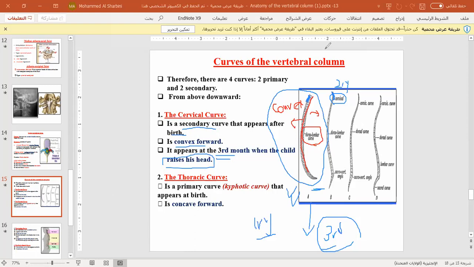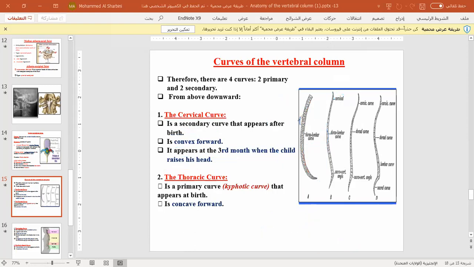Okay. What else? The thoracic curve is not changing. Convex posterior, it remains primary, or kyphotic. The primary thoracic curve is convex posterior, named the kyphotic curve, and it is concave from forward. It is not changing after birth; it remains like that, convex posterior and concave from the anterior. The thoracic curve is named kyphotic. All of us are born with a primary or kyphotic curve. Okay, what else?